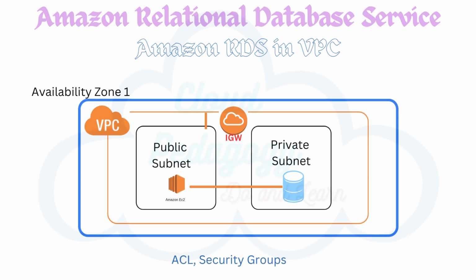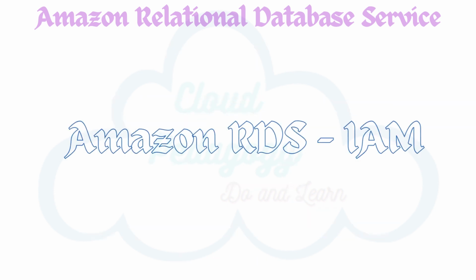Using these controls provides layers of security for your infrastructure. It reinforces that only the backend instances have access to the database. Next, we'll see how to use AWS Identity and Access Management policies to secure Amazon RDS.